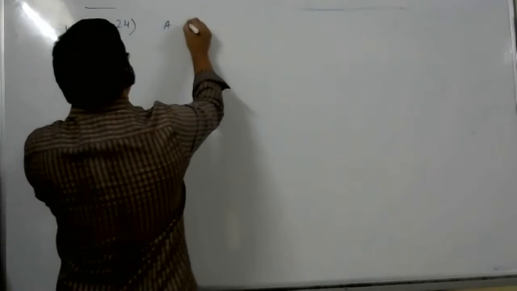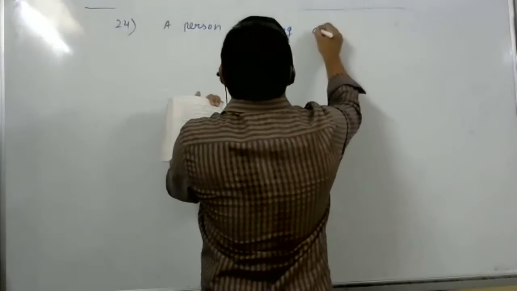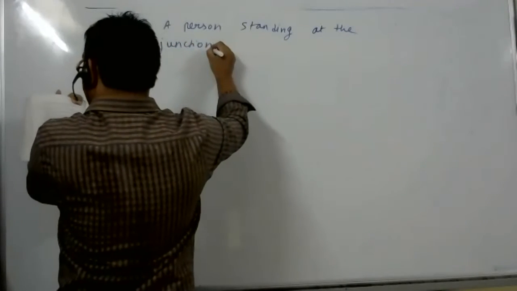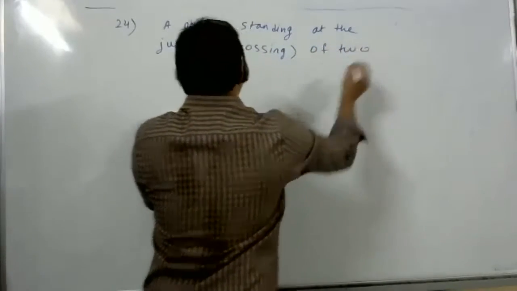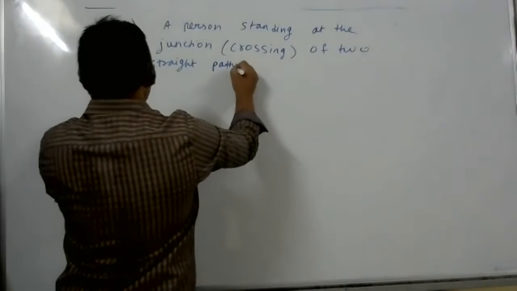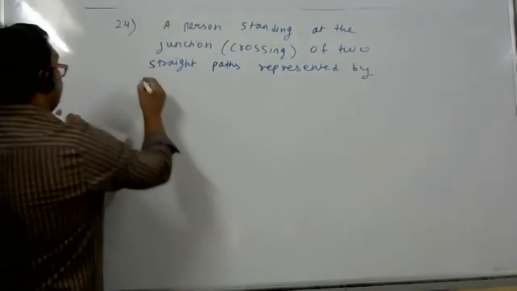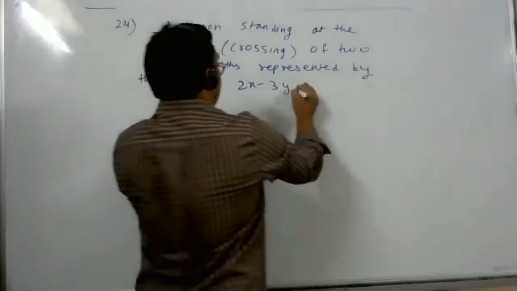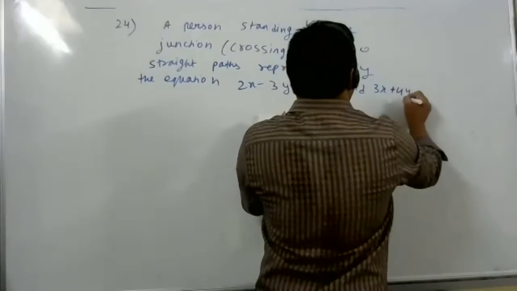A person standing at the junction, crossing, we say, crossing of two state paths represented by the equation 2x minus 3y plus 4 is equal to 0 and 3x plus 4y minus 5 is equal to 0.